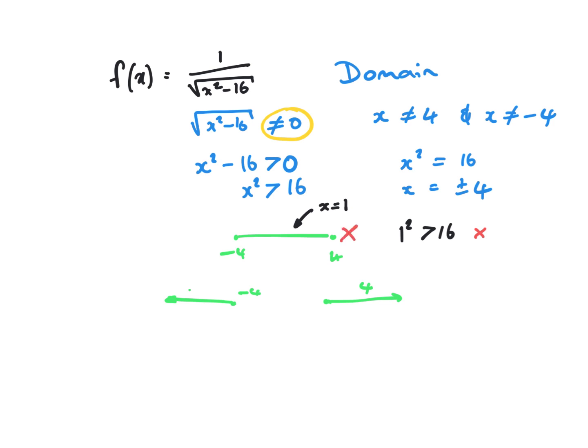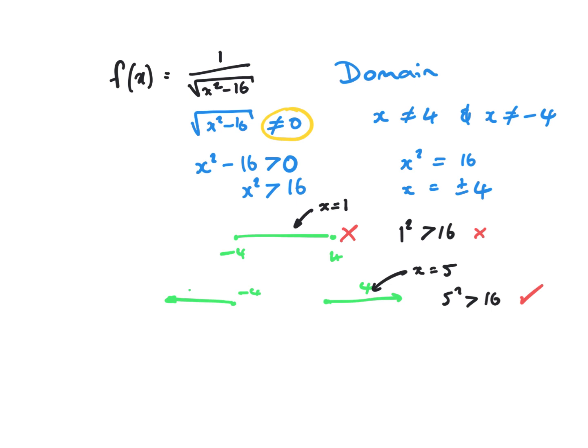So therefore, by process of elimination, we should realize that it's definitely going to be the next situation. But just to make sure, let's test a number value anyway. So I'm going to test x is equal to 5, let's say. So I'm going to go 5 squared. Is that greater than 16? Well, yes it is, because 5 squared is 25. So that one works as well.